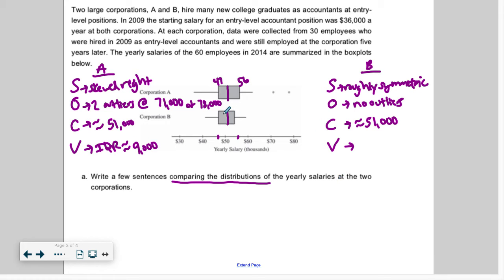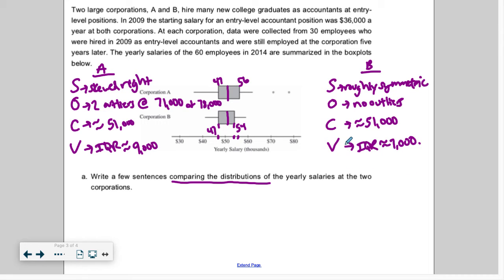And then for Corporation B, this time that's more about, why don't we say 54. And then this side, these looked about the same, so I'll say 47 again. So that was approximately 7,000.